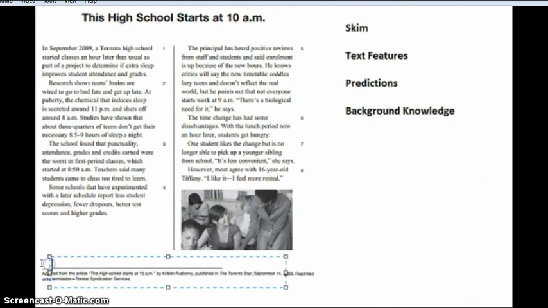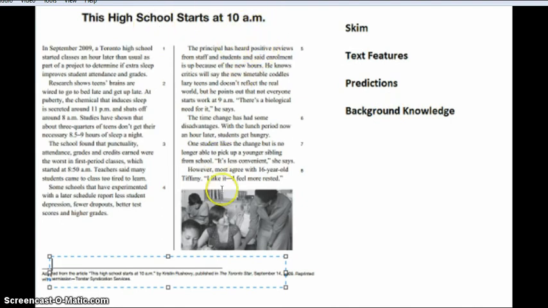We might look at the information down here, and you can see that this tells you where the information came from. That actually might give you some detail or give you some insight as to what this article is about. And then, of course, the headline's going to stand out. And what that's going to help you do is maybe activate some background knowledge.